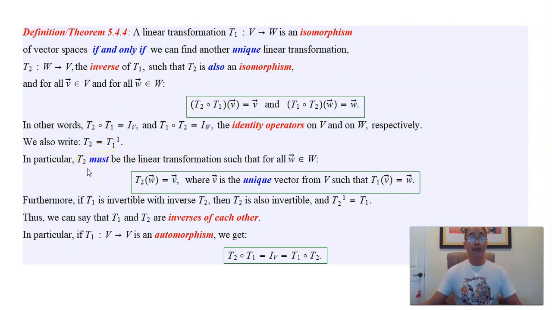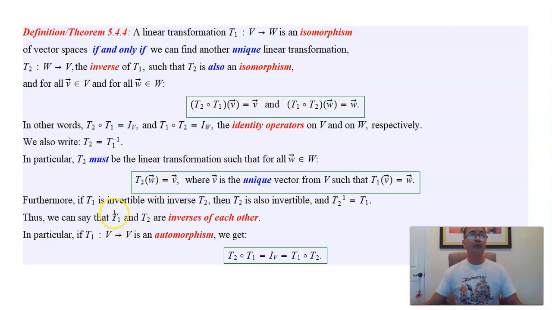In particular, by the uniqueness property, T2 must be the linear transformation so that for all w in the codomain, T2 of w is v, where v is the unique vector from the domain such that T1 of v is w. Okay, so quick review. The surjective property tells us that there has to be at least one vector v in the domain so that T1 of v is w because T1 is surjective. But now by the injective property, that v is unique. So there's only one of them. And so we can define T2 of w to be this unique vector v.